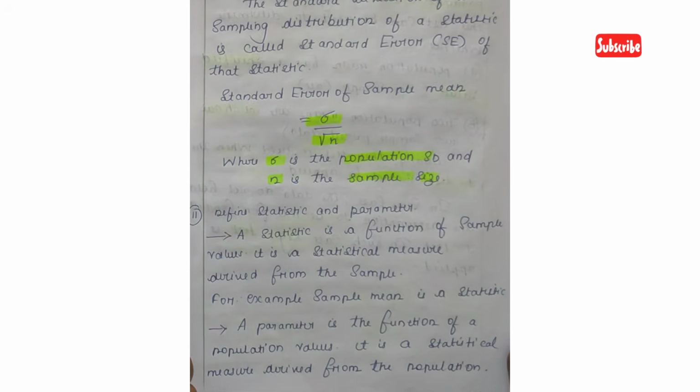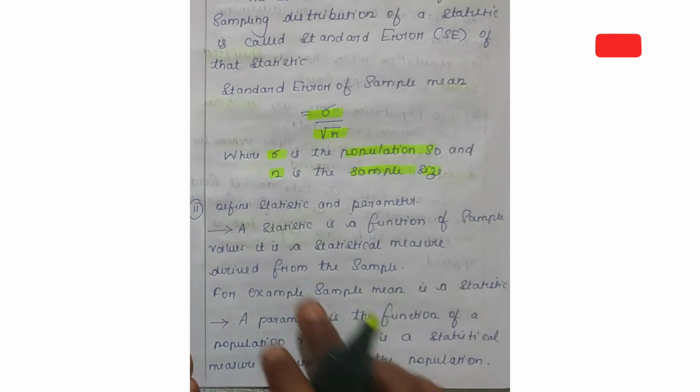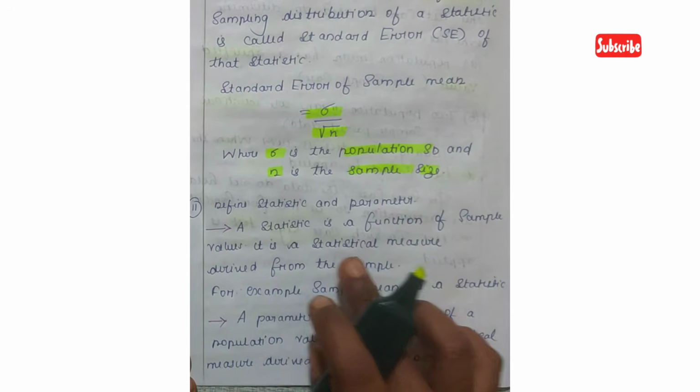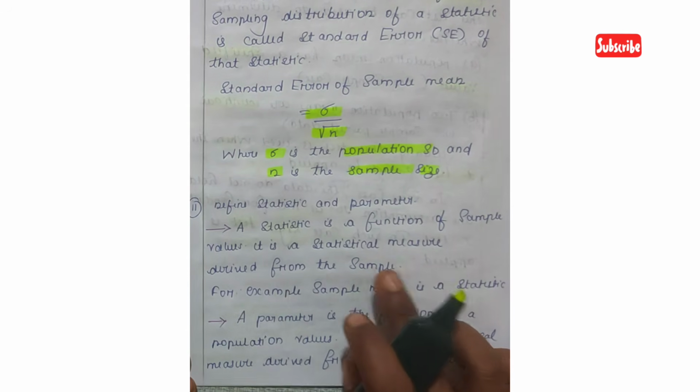Next question, define statistic and parameters. A statistic is a function of sample values. It is a statistical measure derived from the sample.